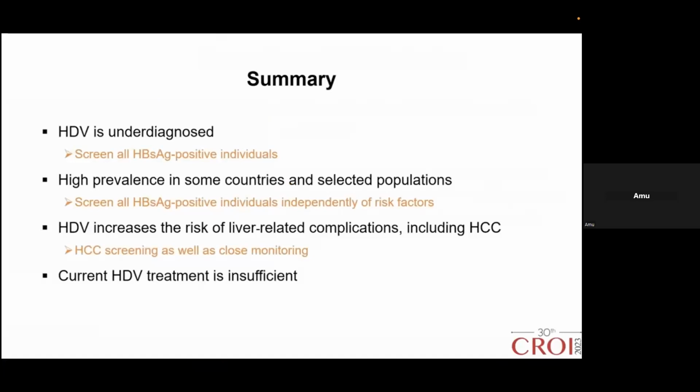And then to summarize, hepatitis D is underdiagnosed, and due to the absence of identifiable risk factors in many individuals, we should probably screen all people with hepatitis B surface antigen. Hepatitis D accelerates liver complications, including hepatocellular carcinoma, which should be screened for. And especially while treatment is insufficient, future elimination will also likely depend on better vaccination for hepatitis B prevention. And that was my last slide.